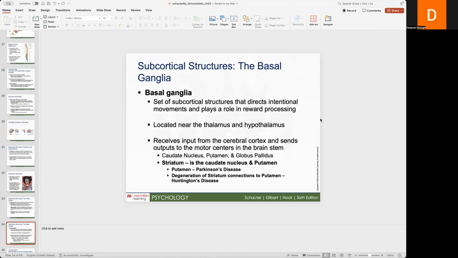And if you end up with damage in the putamen as a result of dopaminergic pathways breaking down, this is what we call Parkinson's disease. If you have degeneration of the striatum, that's Huntington's disease. Other areas, even within what we call the basal ganglia, are also thought to be linked to ADHD, but they are also linked to Tourette's. So Tourette's, Parkinson's disease, and Huntington's disease are all movement disorders.